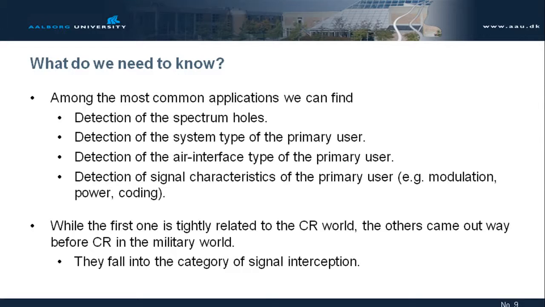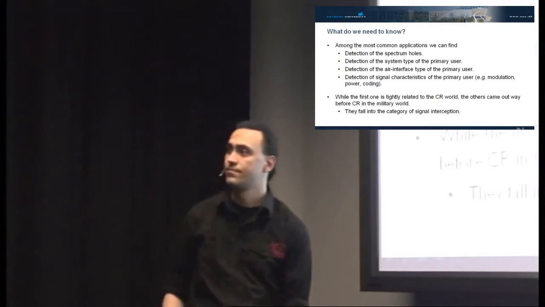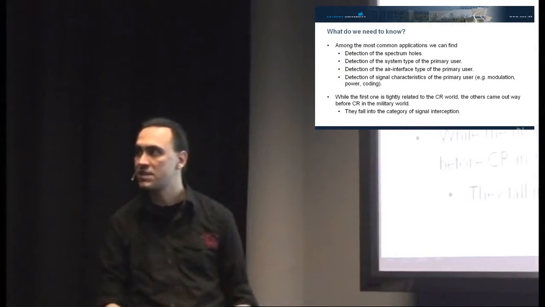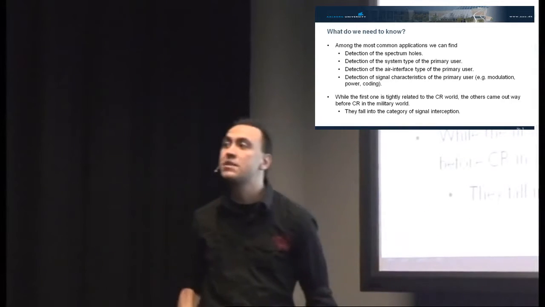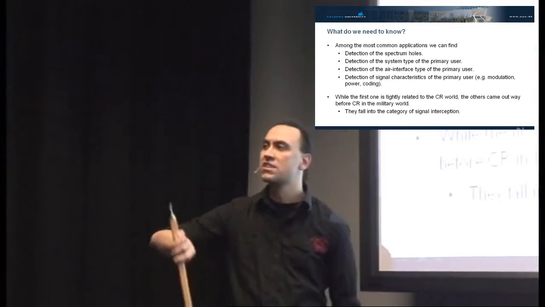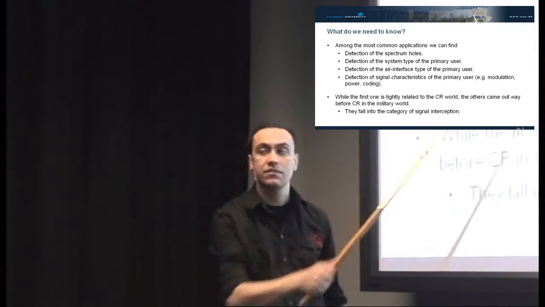I put them in increasing order of complexity because if you look at it, spectrum holes detection is a binary decision. And you can do it with a very, very simple feature that requires basic processing. I will show you later on. The system types require a bit more. But if you don't want to dive into the characteristics of the signal, maybe with a bit more processing than this one, you can get it.